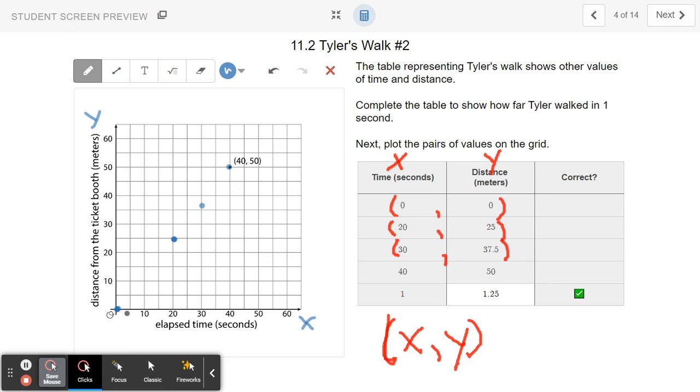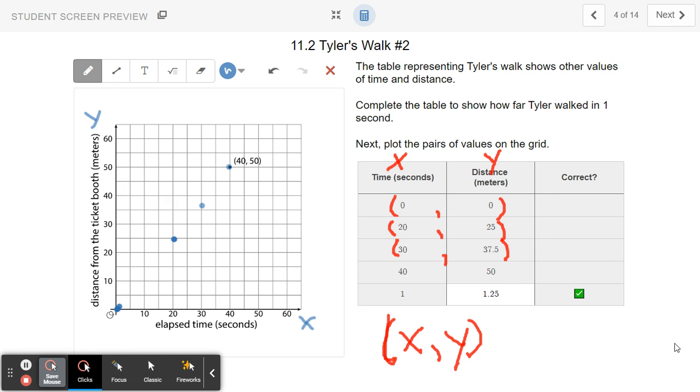And 1.25 isn't on here. Well, we know it's got to be really close to the 0, right? Because it's between 0 and 5 for the 1. So it's probably going to be pretty close. And then the 1.25, same thing. This is really very close to my origin, right?